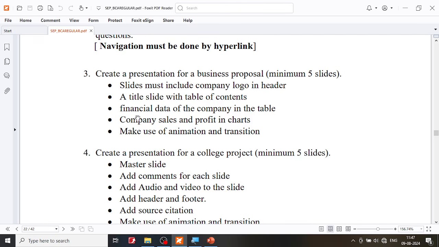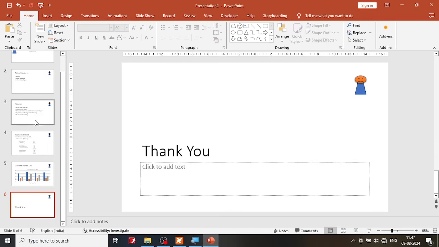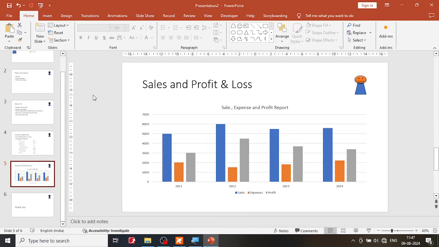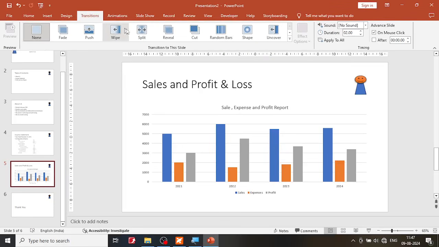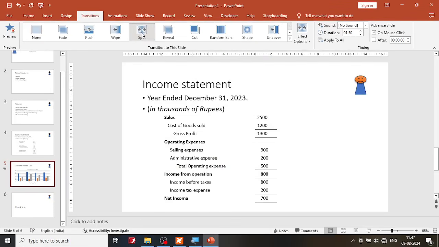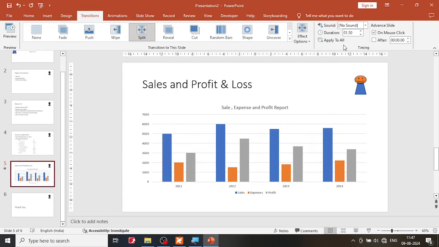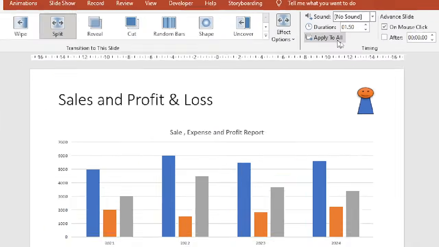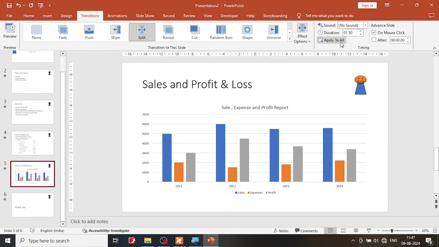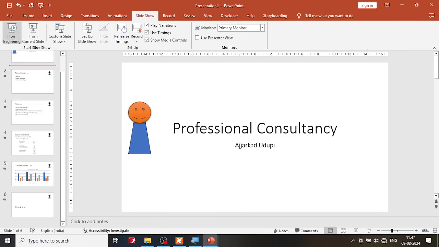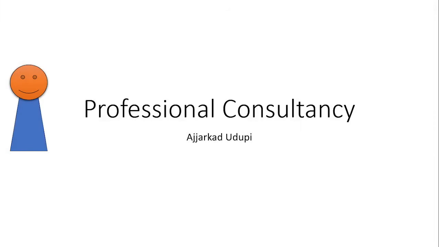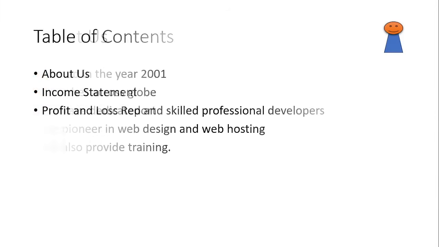Let's look at what else they have asked us to do. Then they said I've done this profit and sales chart, make animation and transition. You can select any one of them. You go to the transition tab, you have these transitions here, and select any of the transitions. So click on this one, and then don't forget to go for this option, that is apply to all. So you will apply to all of them, and every slide will have this one. If you now go to the slideshow and run it from the beginning, this is how it's going to look like. So you can see the effect.